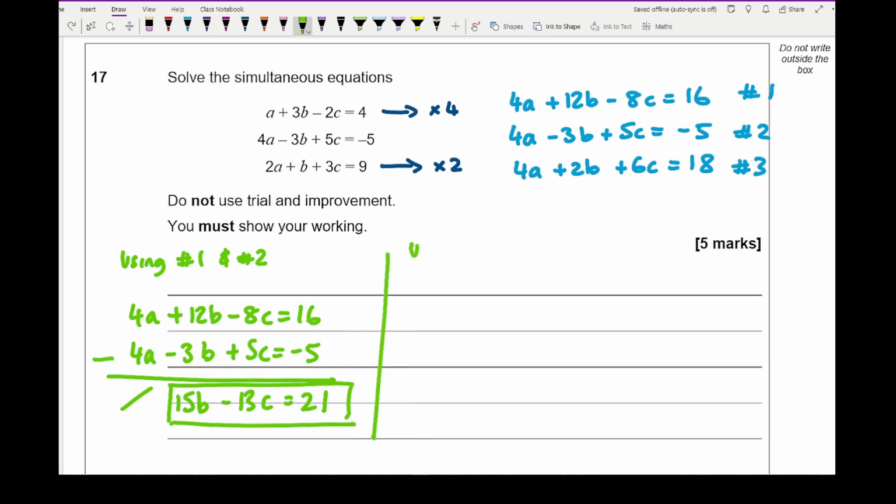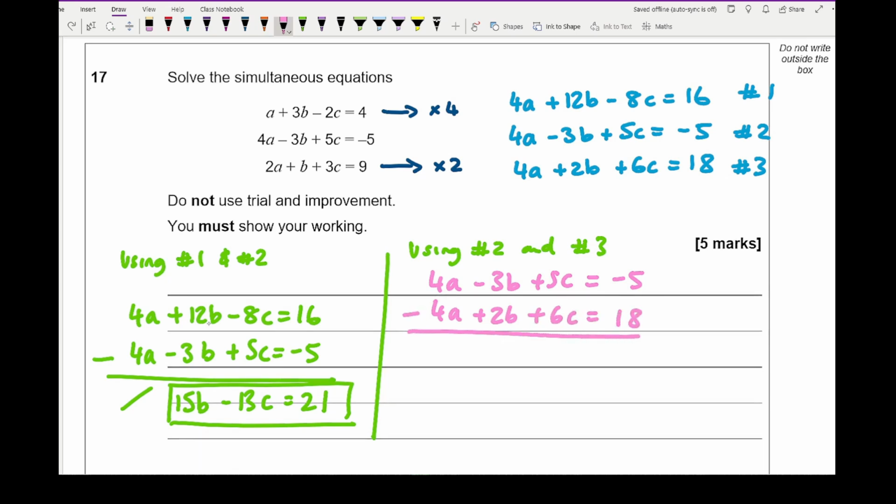Then using 2 and 3, let's use a different colour, I end up with 4a minus 3b plus 5c equals minus 5, and 4a plus 2b plus 6c equals 18. Now if I take away the two equations again, I eliminate one of the letters, which is what I'm wanting.